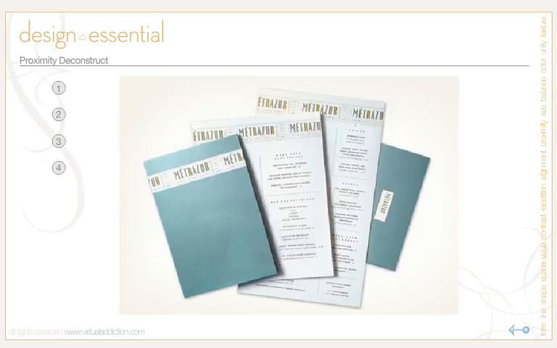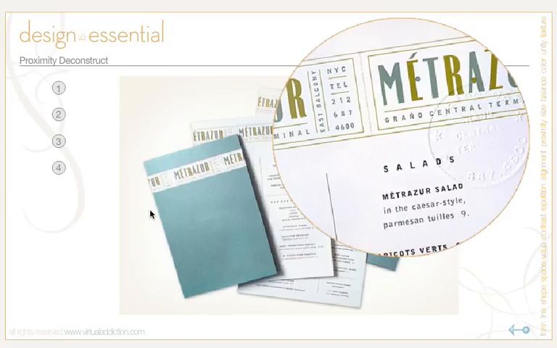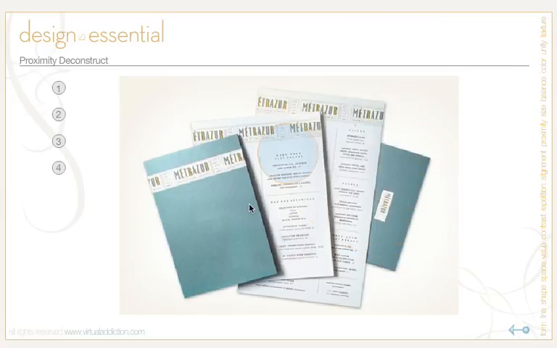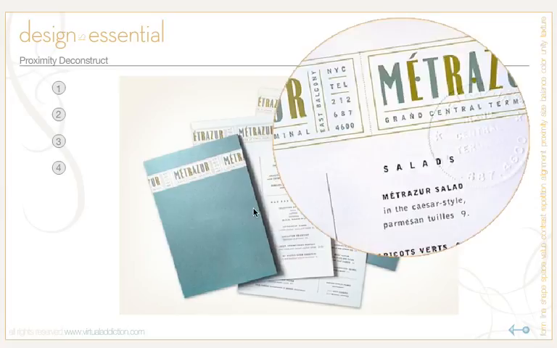Let's look at some examples. The first example is the Metzger menu, and it uses proximity to help group together the various dishes on the menu. Menus are great examples of the use of proximity. Just think about how most menus group the starters together, the salads, the main courses, the desserts, etc. Without proximity, it would be very difficult to discern the different items on the menu from one another.